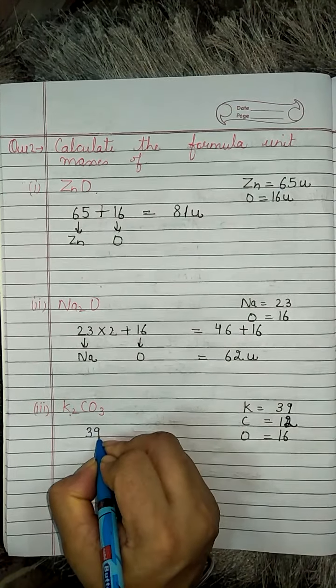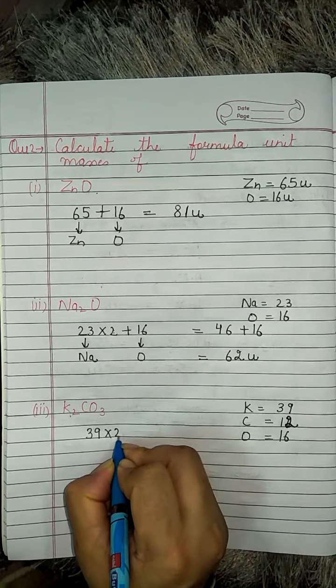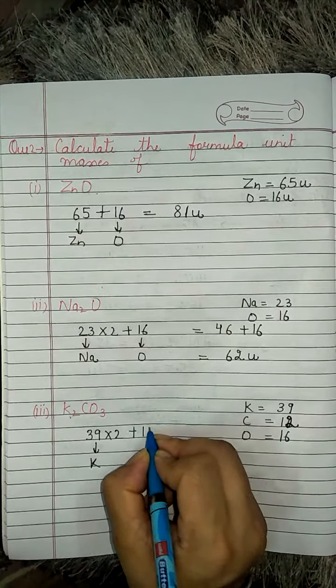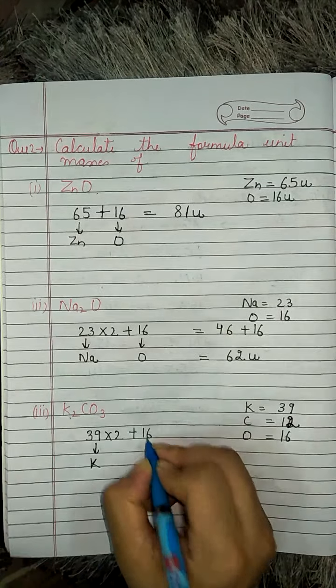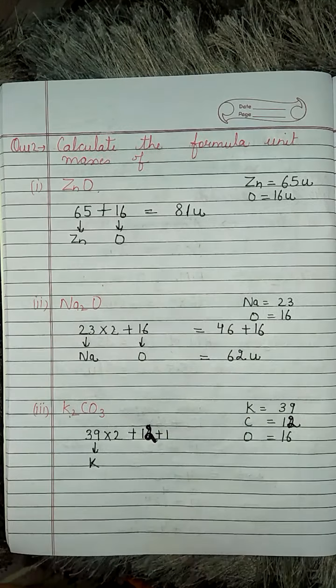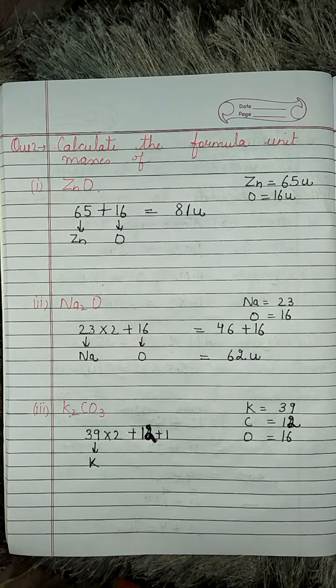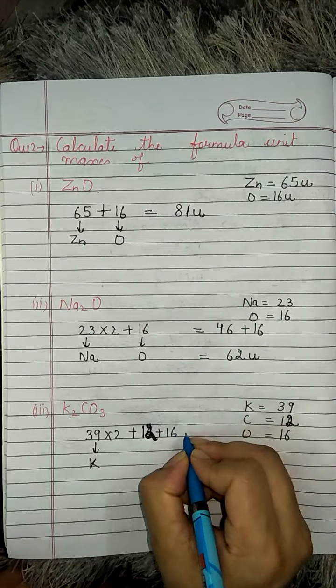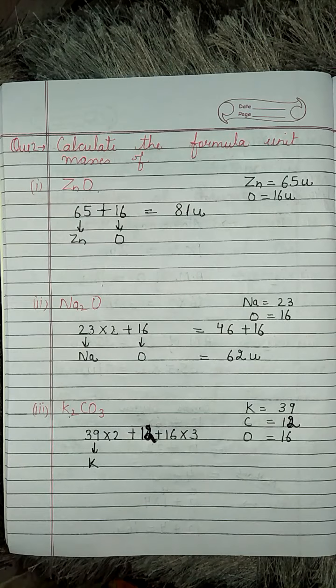Last part of today, potassium. Potassium is 39. How many potassium? 2. This is potassium. Plus carbon is 16, plus oxygen is, carbon I wrote 16 by mistake, it is 12. Please ignore it, this is just a slip of the tongue. So carbon is 12, oxygen is 16 multiplied by 3.